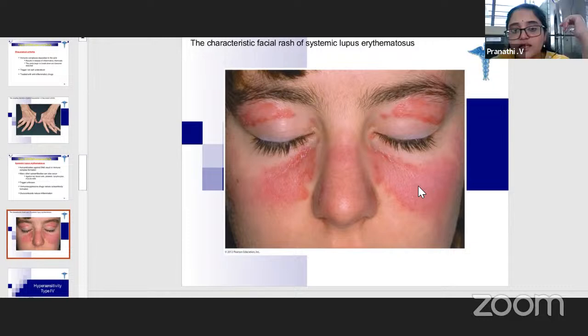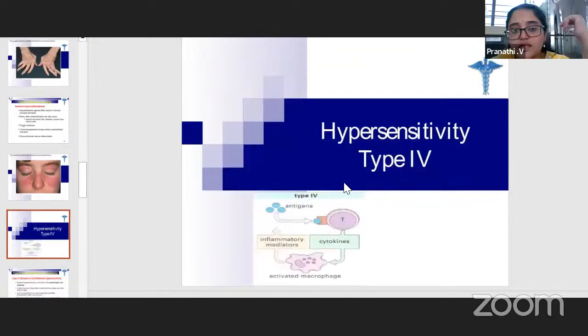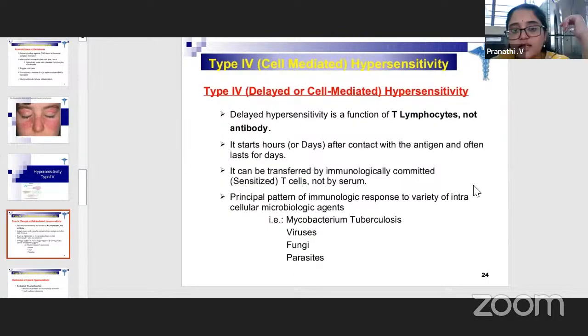basically in the case of systemic lupus erythematosus. Now let us look into hypersensitivity type 4. In this, what is happening is it is also known as cell-mediated hypersensitivity or delayed hypersensitivity, wherein you have T lymphocytes that are going to be reacting. So in this, after the antigen comes in touch with the particular site of exposure, the reaction starts after hours, and it will go on to days. So what can happen? It can be transferred by sensitized T cells, but not through the serum as such.